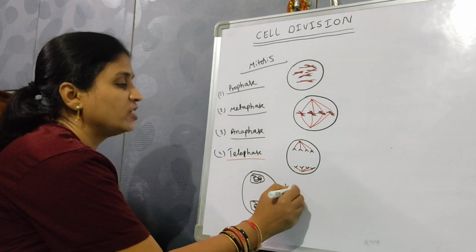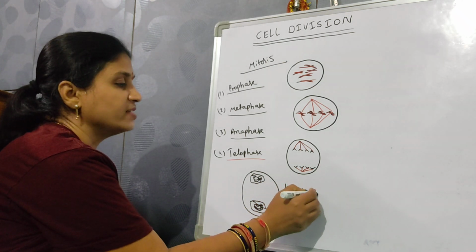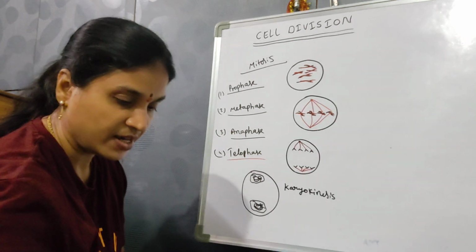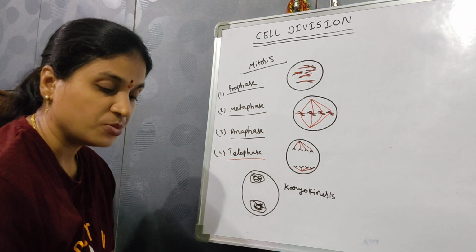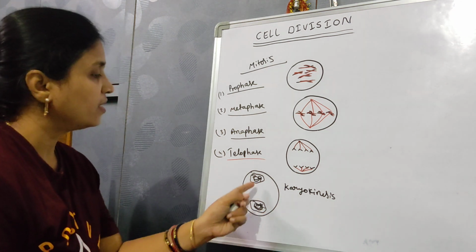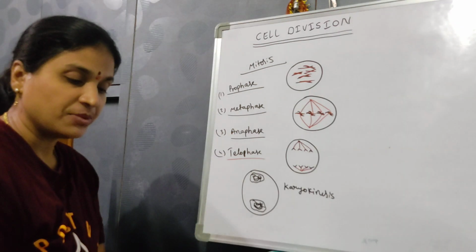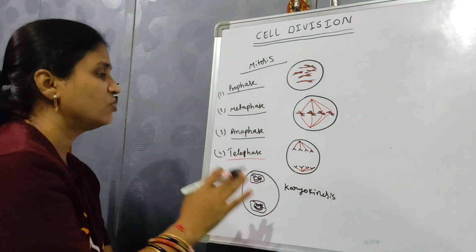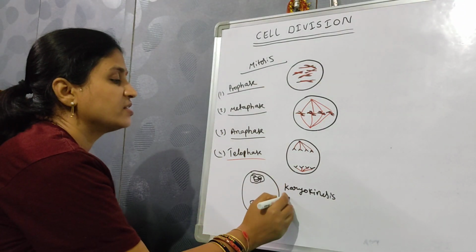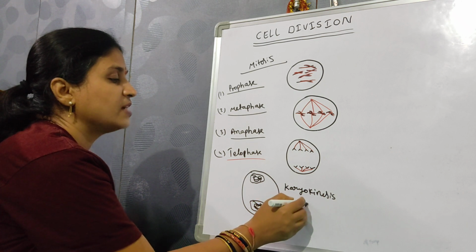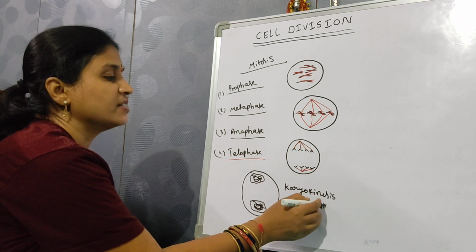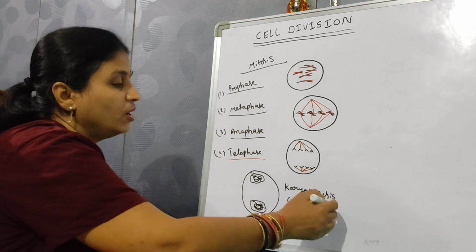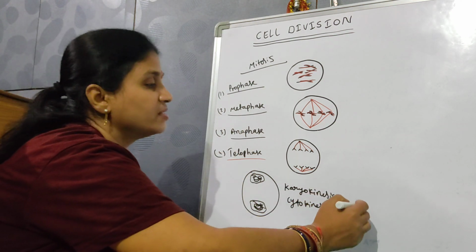The division of the nucleus is nothing but karyokinesis. The segregation of duplicated chromosomes into daughter nuclei is called karyokinesis. Now most of the times, karyokinesis is followed by cytokinesis. Cytokinesis is nothing but the division of the cell.